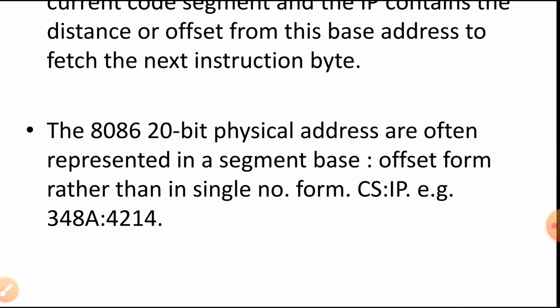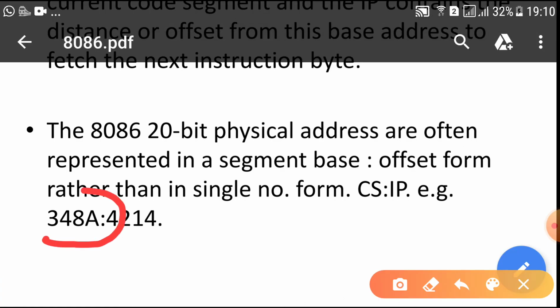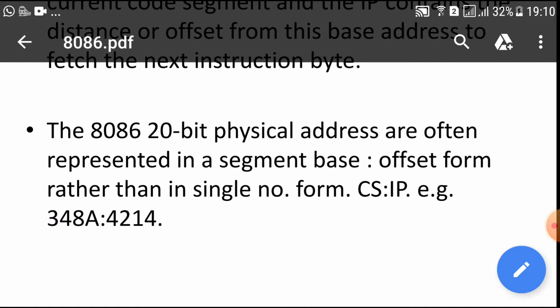And the 8086 20-bit addresses are normally represented in the form of segment base colon offset. Suppose the base register is showing 348A. So, 348A colon 4214, or it may be represented as CS colon IP, or it may be DS colon IP, or it may be ES colon IP, like that.